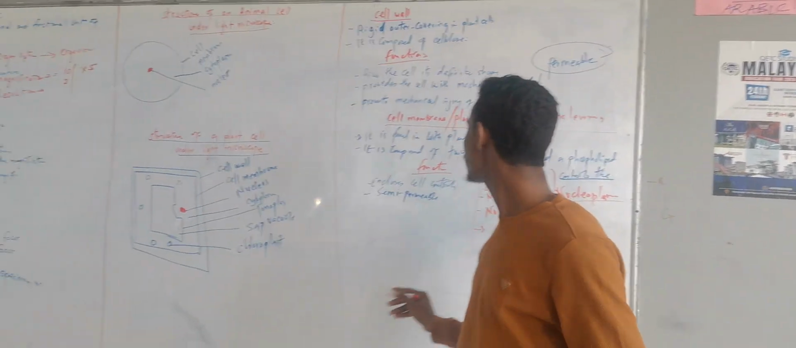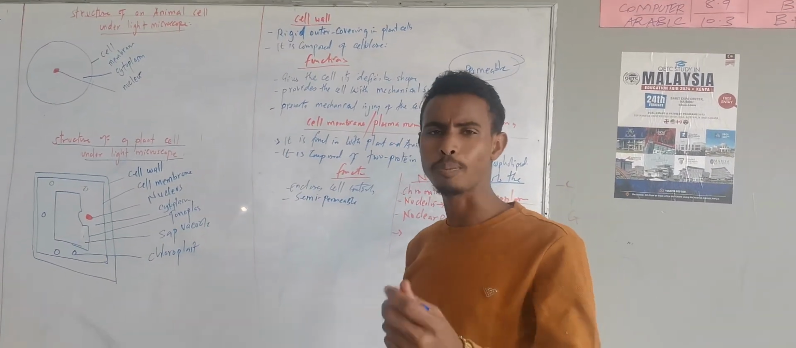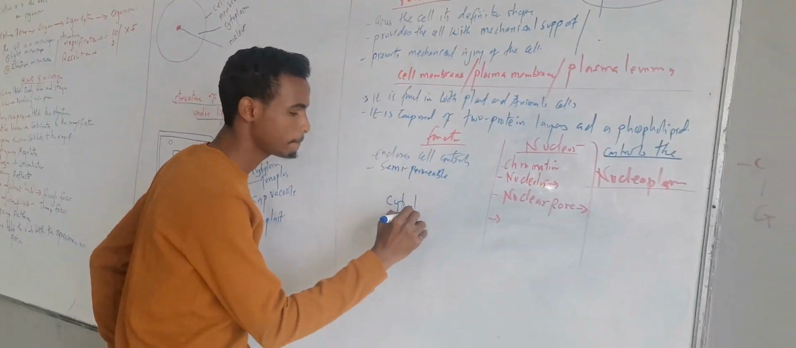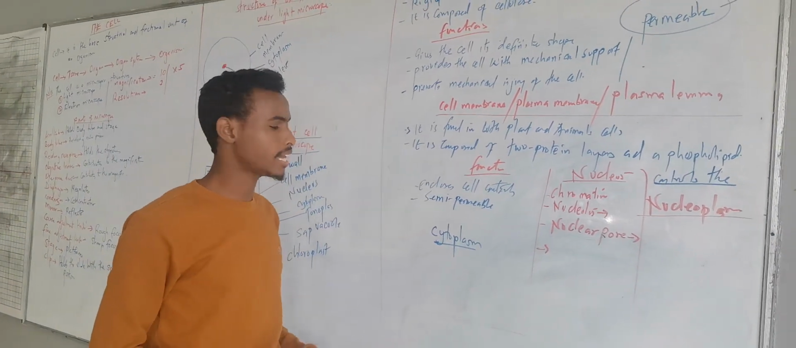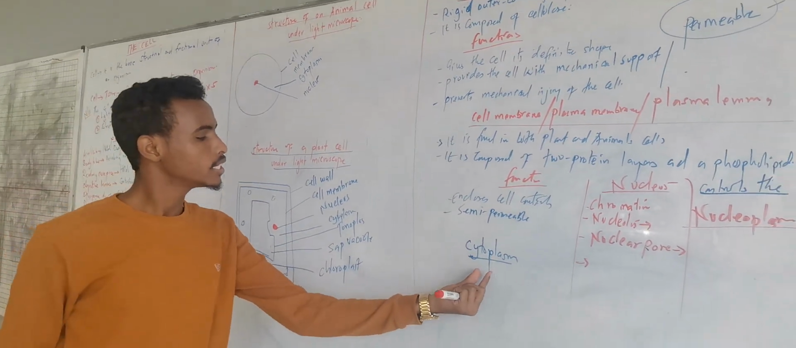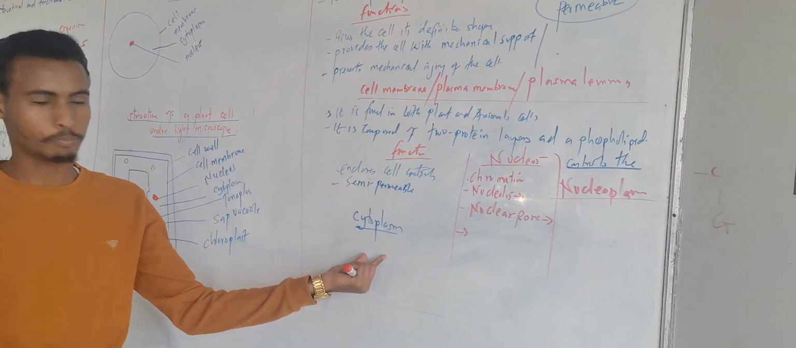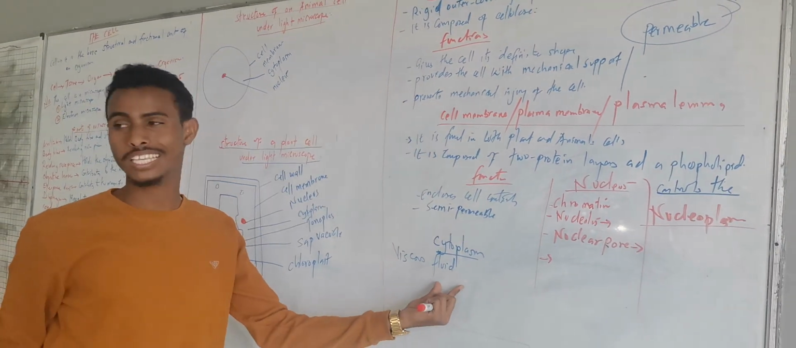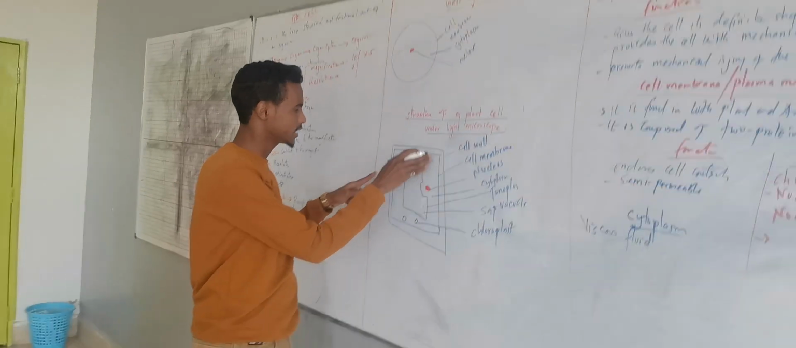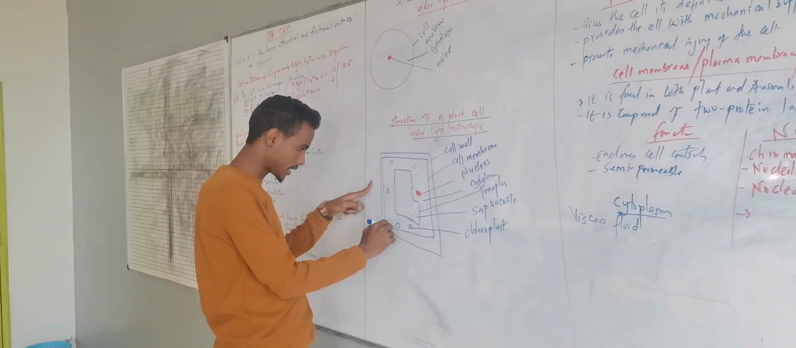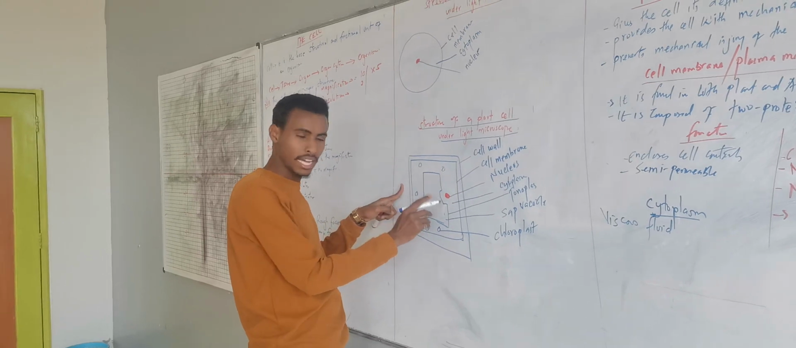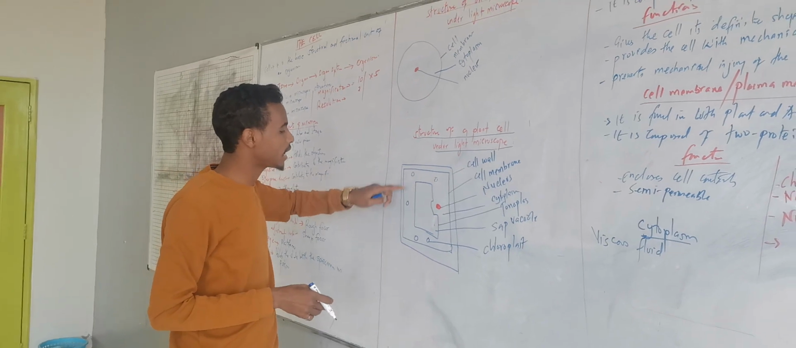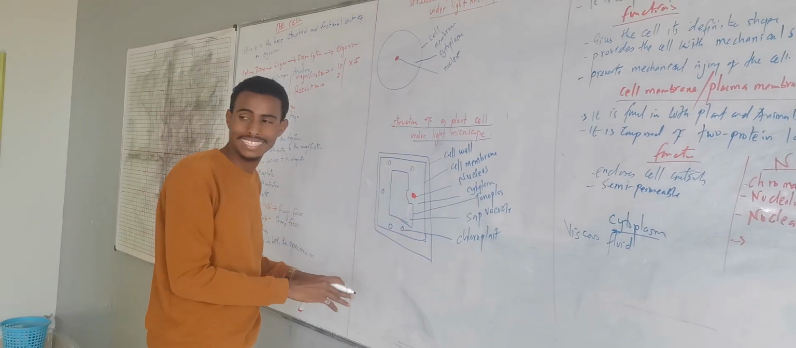Let's go quickly through whatever remains. We have the cytoplasm. The cytoplasm is a viscous liquid in which other cell organelles are suspended. If you look at this structure, this is the cytoplasm. It contains a fluid in which other cell organelles, the chloroplast, the nucleus, the sub-vacuole, the tonoplast are suspended.